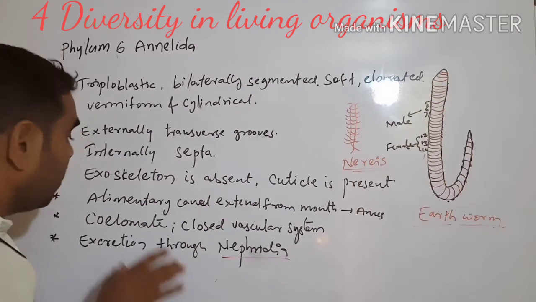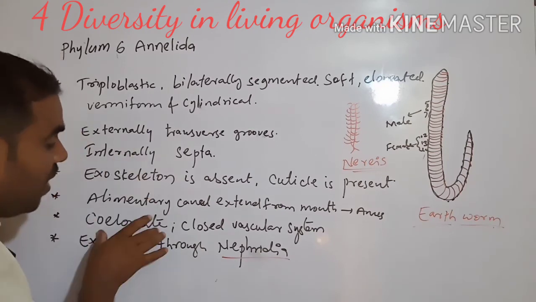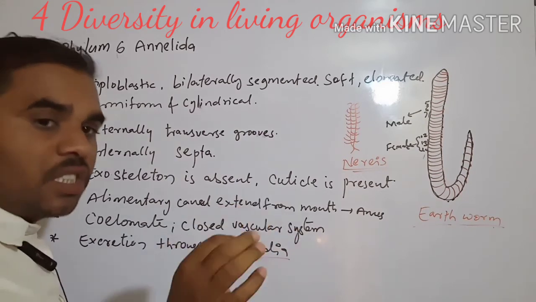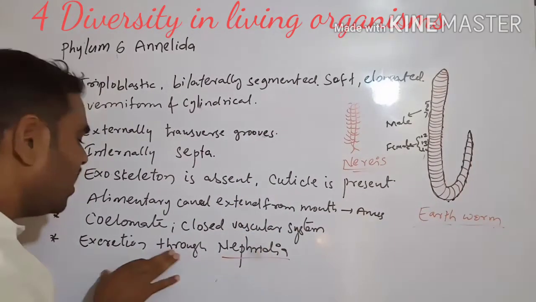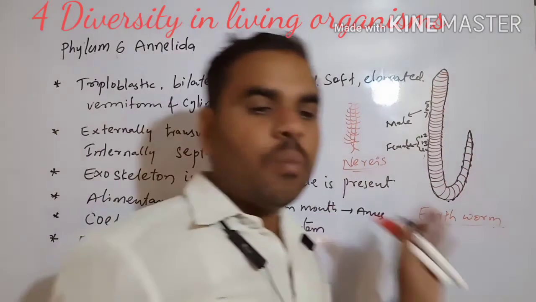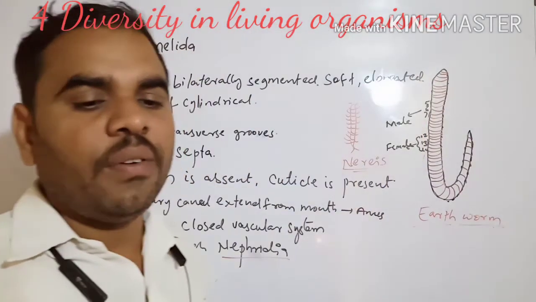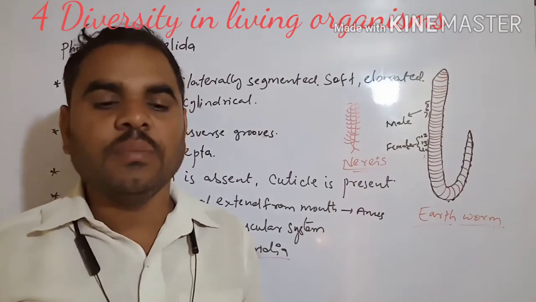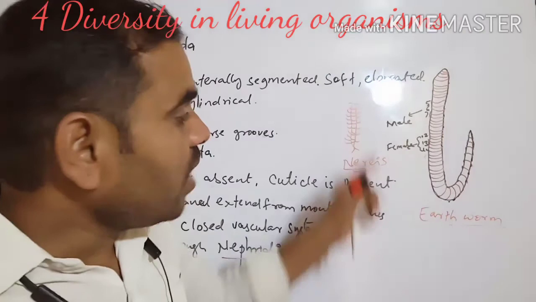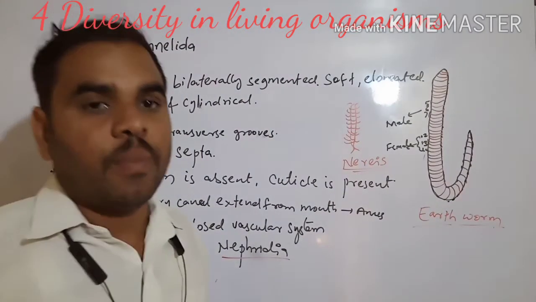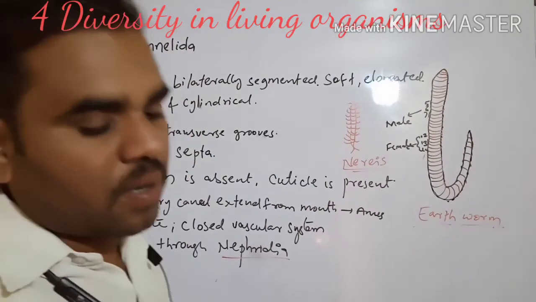We already learned that in this phylum the first organisms are coelomate. Closed vascular system is also present. Excretion is through the nephridia. These are mostly free living organisms, terrestrial and aquatic. That is why we call the earthworm the friend of the farmer.